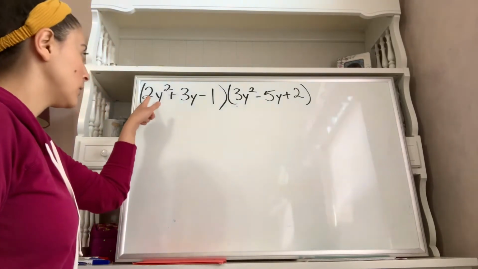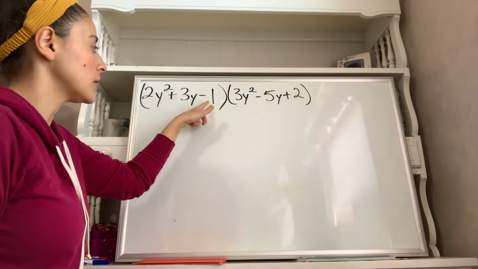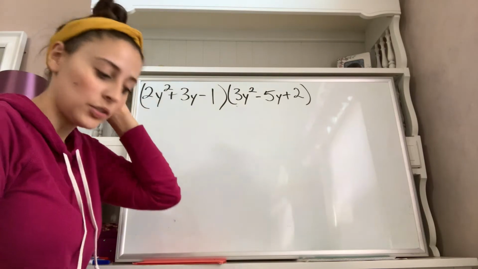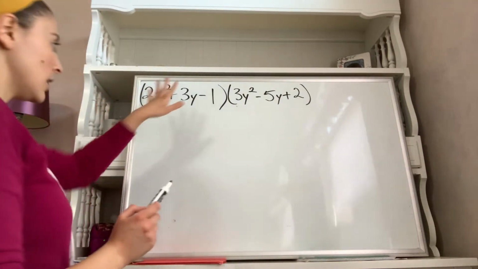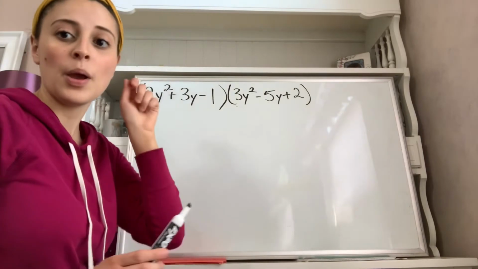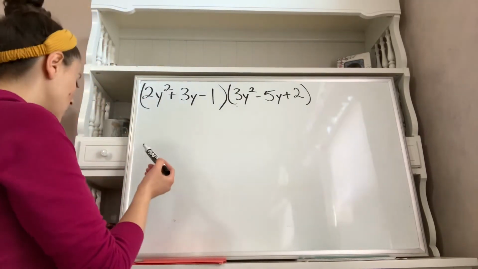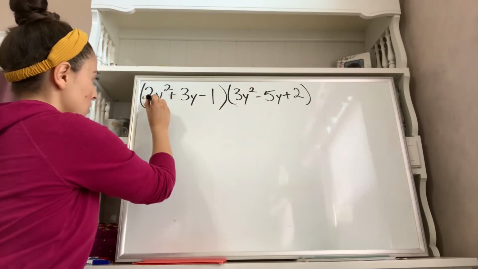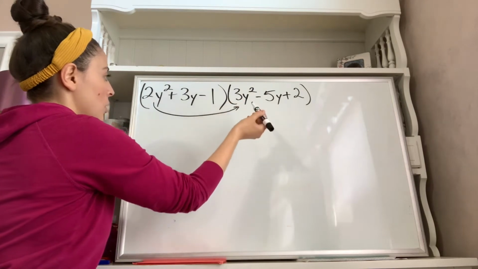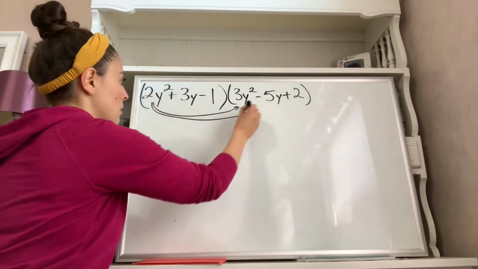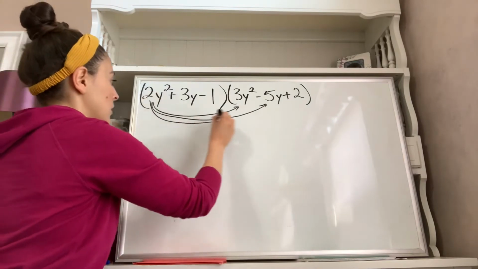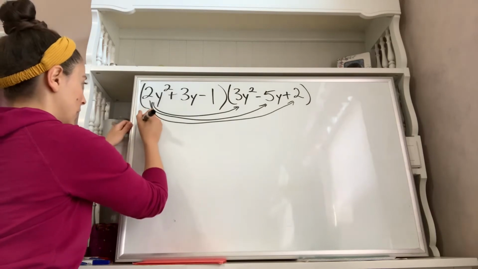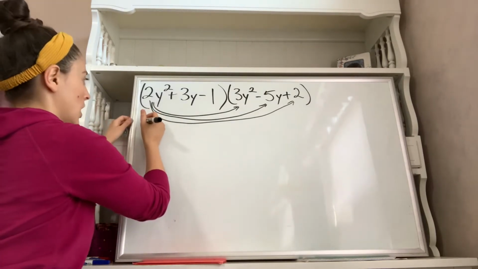We have the quantity of 2y squared plus 3y minus 1 times the quantity of 3y squared minus 5y plus 2. So, like I said, we treat this like 3 separate monomial distribution problems. So that means that our first monomial distribution is going to be with 2y squared going into 3y squared minus 5y and positive 2, okay?